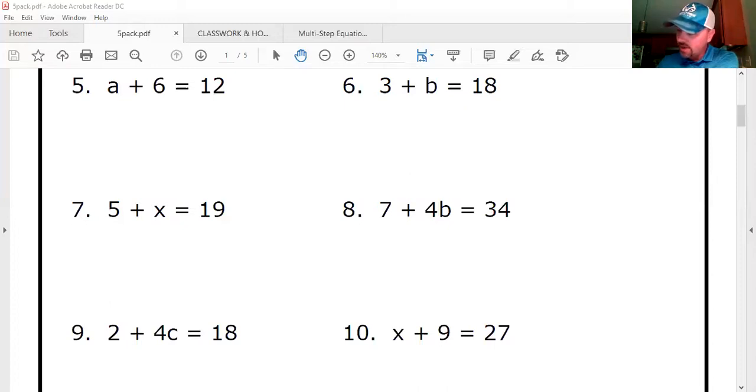This is multiply. So we're going to resolve it by dividing. 4 divided by 4 is C. Keep it balanced. 16 divided by 4 is 4. Now that's a nice whole number, so it should be easy to check. We'll plug it in here for C. 4 times 4 is 16, plus 2 is 18. Checks out. Okay.